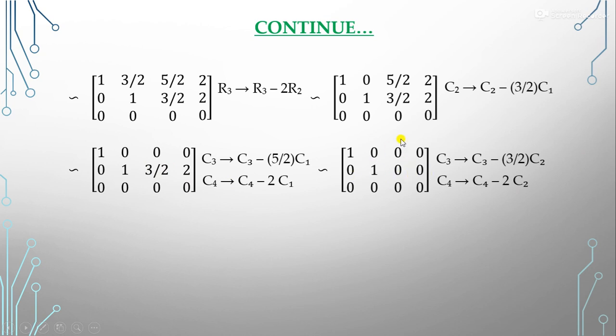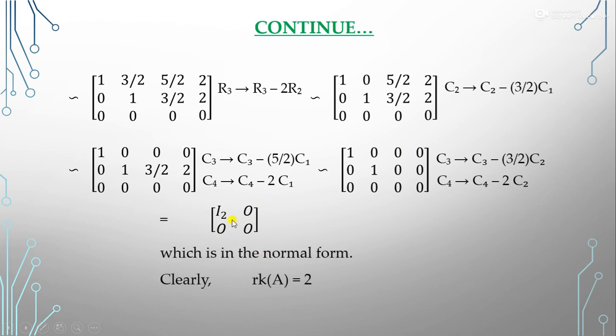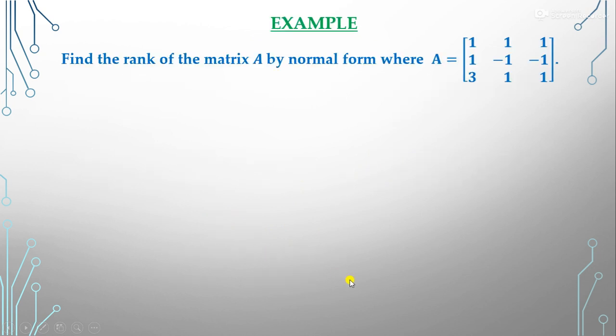Now you see all these are 0, and we only have this identity matrix. What is the order of this identity matrix? That is 2. We have the 2 order identity matrix, all others 0. So what will be the rank of this matrix? The rank of this matrix is 2, because we get the 2 order identity matrix. Clear? Okay, let's take another example.